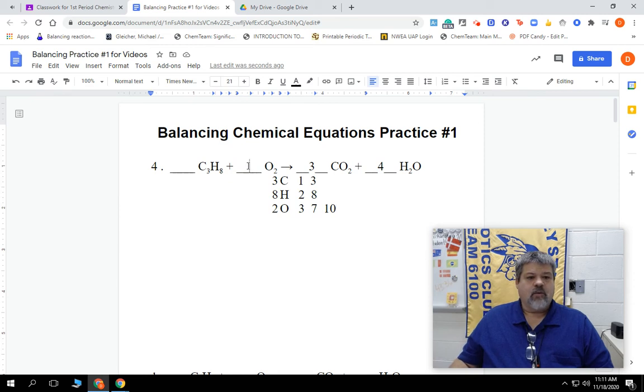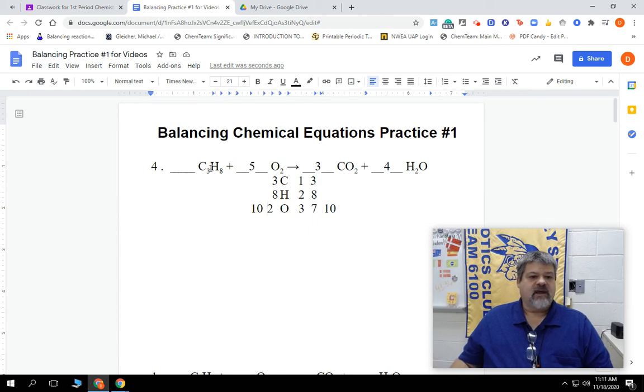So now I have to put 10 oxygen on this side, and I only need to change it right here. So what number times 2, since I have 2 right here, I'm going to just go ahead and put a 5. And so down here I can change this to 10. And now we know that we have 10 oxygen on each side. We have 8 hydrogens and 3 carbons.